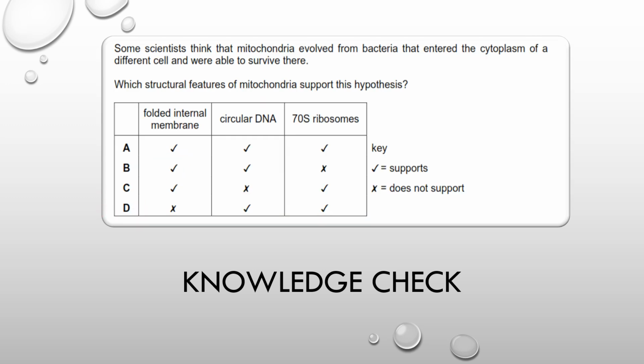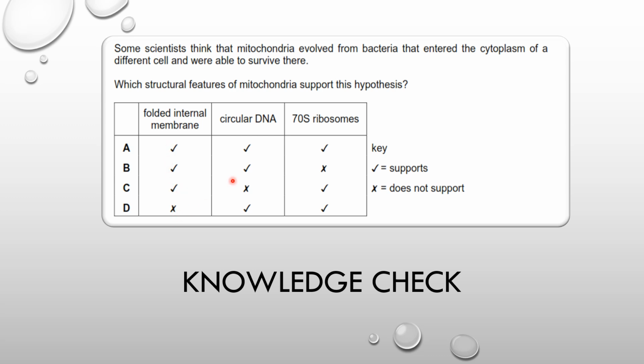All right. So some scientists think that mitochondria evolved from bacteria that entered the cytoplasm of different cells and were able to survive there. Which structural feature of mitochondria supports this hypothesis? So I want you to try and answer this question. Remember that the only structures that will support it are structures found in both prokaryotes and mitochondria. Folded internal membrane is not found in prokaryotes, but it's found in mitochondria.